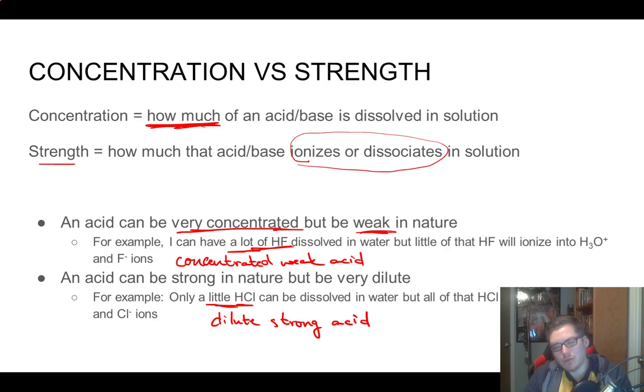And I won't ask you one that's kind of in the middle, kind of fuzzy. Like you'll know, anything over like 5 molar would be concentrated. Anything less than 1 would be dilute, and then it would be fuzzy in the middle. But anyway, so do your practice problems.